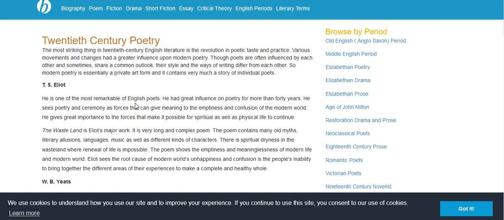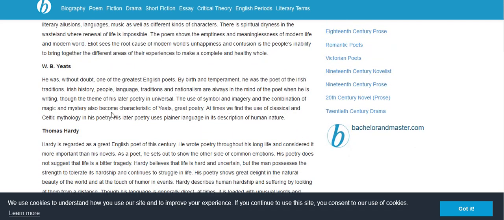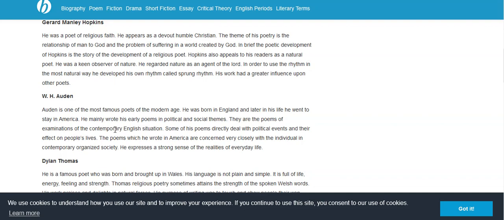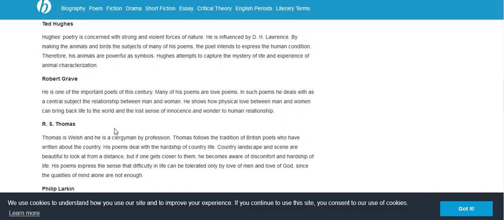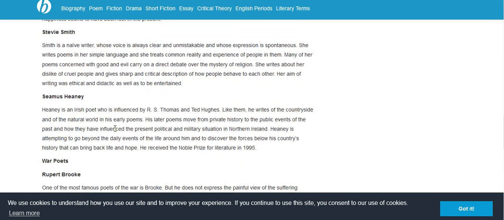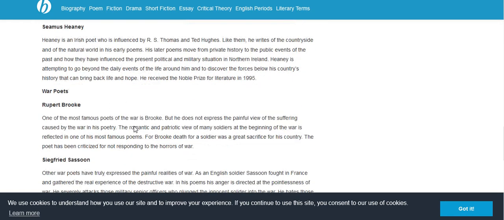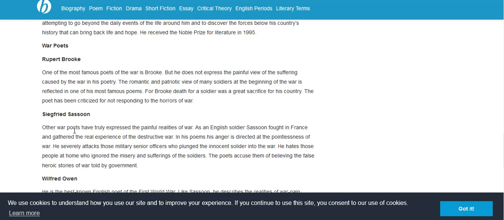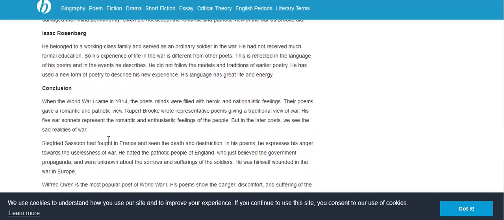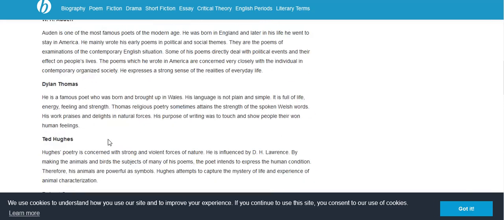So in this period you will get famous poets like T.S. Eliot, W.B. Yeats and Dylan Thomas, who were selected for this semester. And other modern poets are Thomas Hardy, Gerard Manley Hopkins, W.H. Auden, Ted Hughes, Robert Graves, R.S. Thomas, Philip Larkin, Stevie Smith, Seamus Heaney, and some war poets like Rupert Brooke, Siegfried Sassoon, Wilfred Owen, Isaac Rosenberg. So these are the famous names.